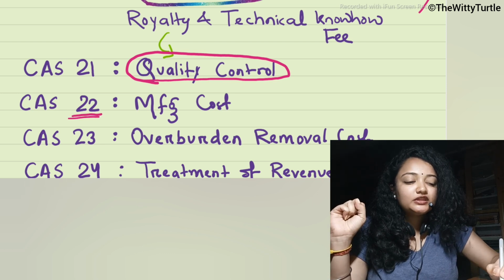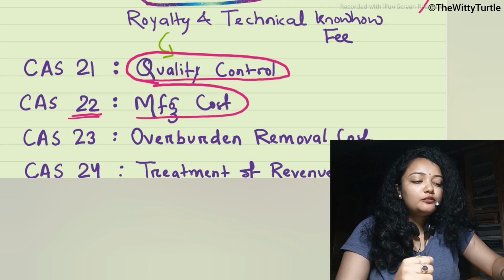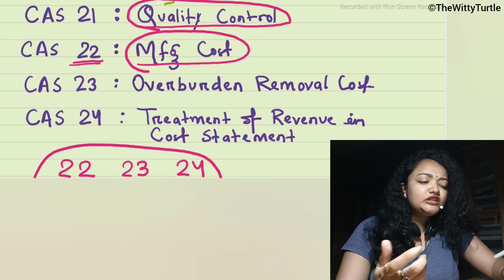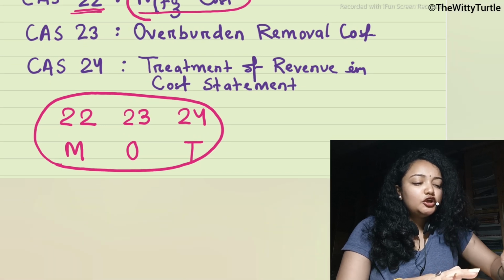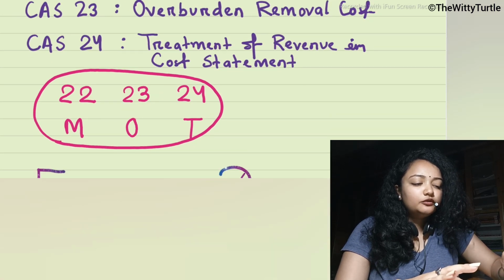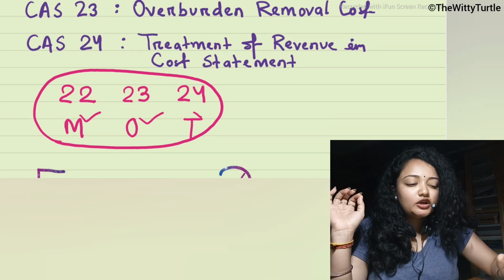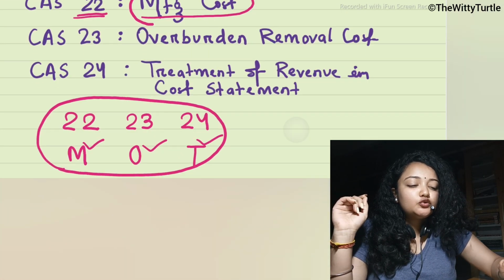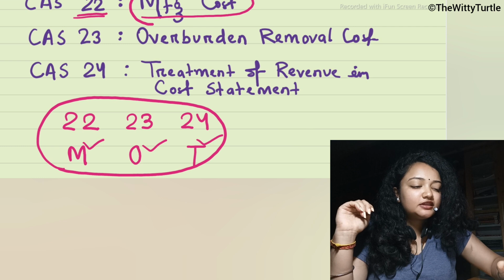Then we are coming to CAS 22, which is your manufacturing cost. I did not find something for this, so you can remember it as 22, 23, 24. Just remember the acronyms M, O and T, right? M, O and T. So we can remember it like this too.